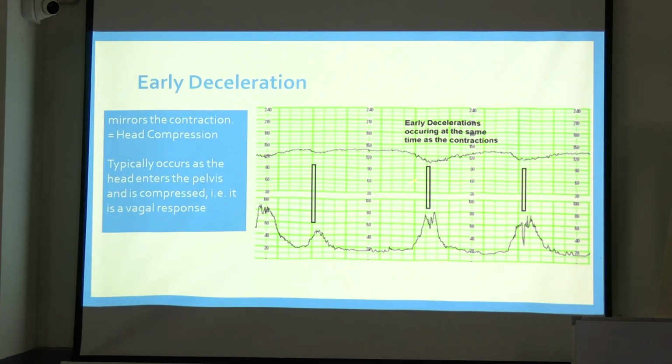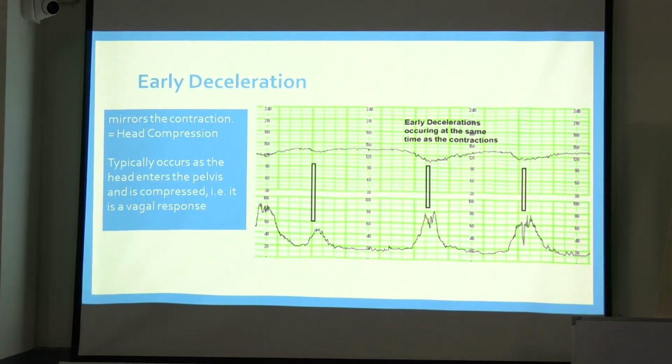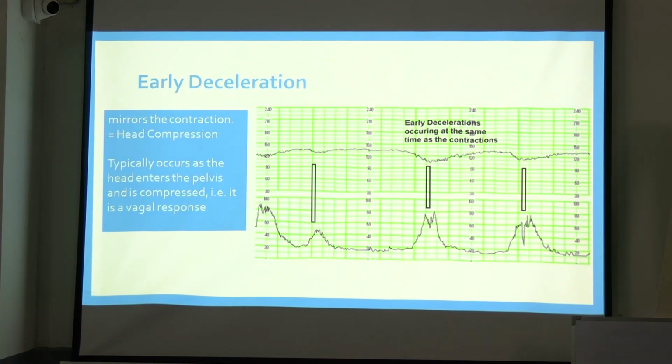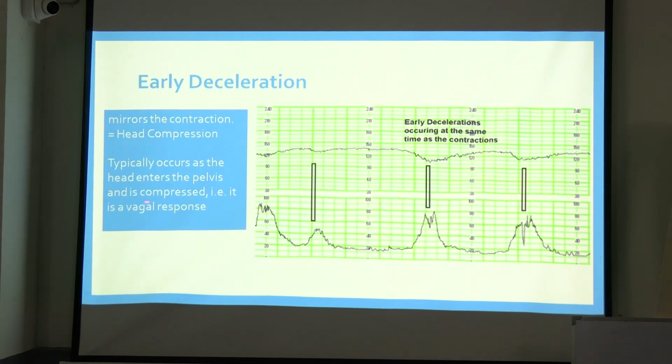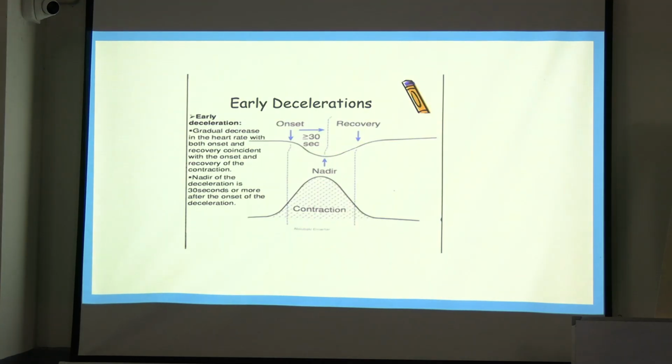This is the early deceleration here. This is the start of the contraction and this is the nadir. The difference is approximately 30 seconds. Okay? Approximately 30 seconds difference is there. This is also an early deceleration. This is a mirror image of the contraction. It typically occurs as the head enters the pelvis and is compressed. It is due to vagal response, head compression.